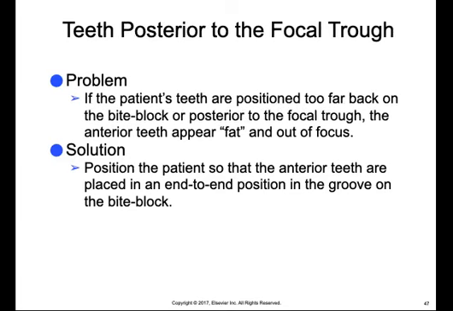Teeth posterior to the focal trough is a problem if the patient's teeth are positioned too far back on the bite block, or too far posterior to the focal trough. In this type of image, the anterior teeth will appear as if they are fat and out of focus. The solution, again, is to make sure that your patient's anterior teeth are placed in the end-to-end position in the groove on the bite block.